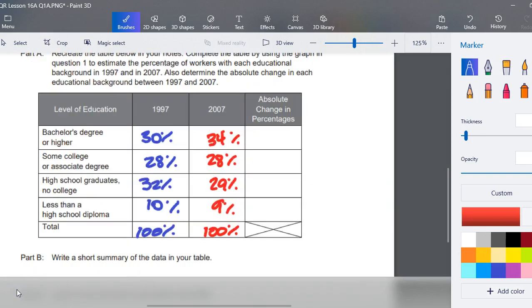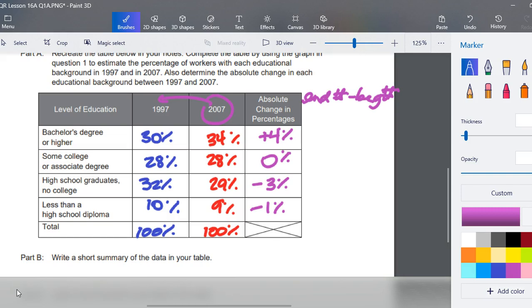So I've completed the chart with the information that we just got off of our stacked column graph, and they're asking us to calculate absolute change. And one way we've remembered absolute change is ending number minus beginning number. So if I take my ending number and subtract my beginning number, 34 minus 30 is a positive 4%. 28 minus 28 is 0%. 29 minus 32 is a negative 3%. And 9 minus 10 is a negative 1%.